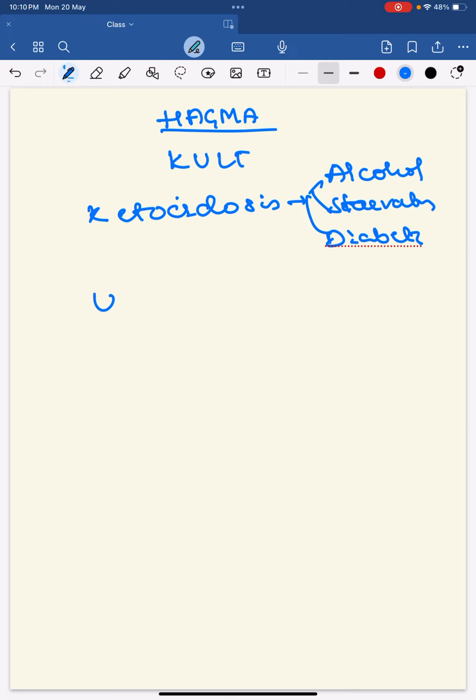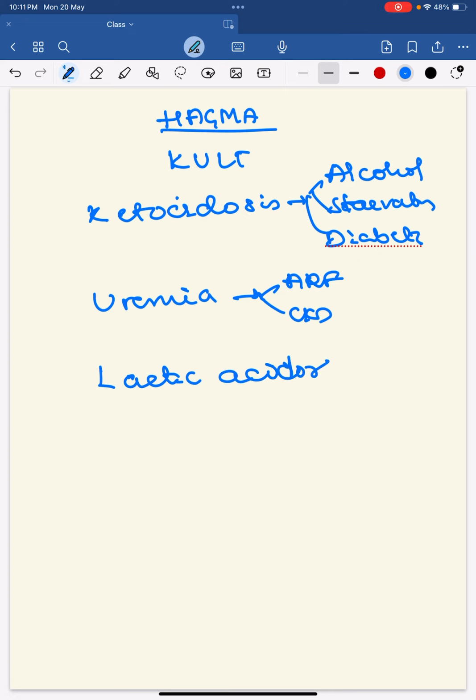And U stands for uremia. Uremia can be because of acute renal failure or chronic kidney disease. And L stands for lactic acidosis. And T stands for toxins.